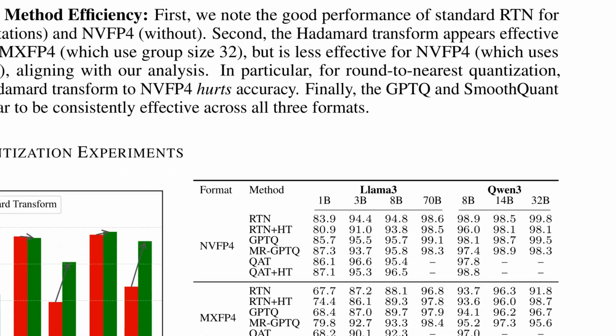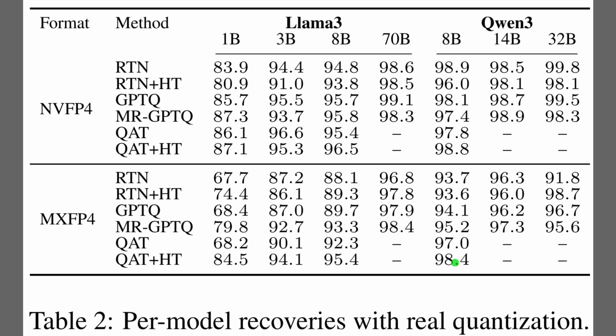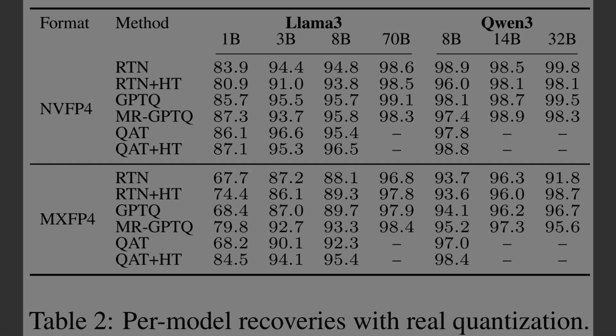So Table 2 reports recoveries measured with real kernels across models and methods. NVFP4 leads on accuracy, often reaching about 99% on Qwen-3. MXFP4 trails, yet Micro-Rotated-GPTQ lifts it into the mid-90s on several models. Hadamard transform helps the group size 32 format like MXFP4. With round to nearest, it harms NVFP4 because its group size is 16. Quantization-aware training adds only small benefits.